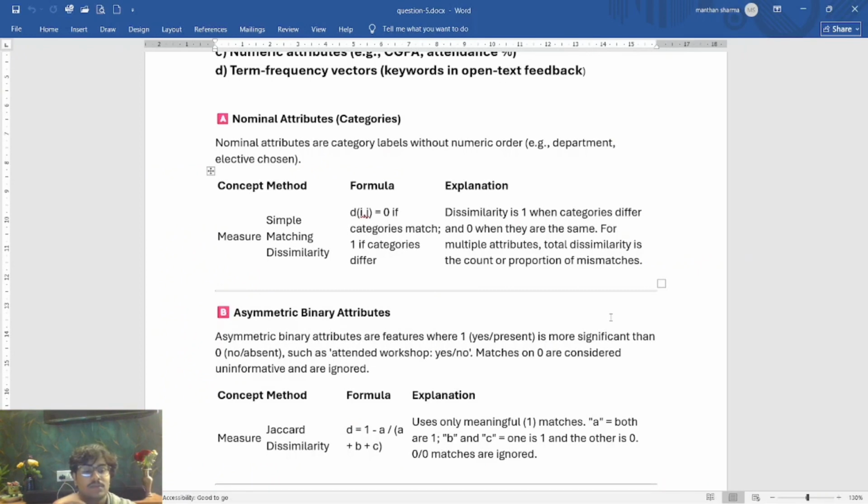So it works like this: if two students belong to the same category, the dissimilarity is 0, and if they belong to different categories, the dissimilarity is 1. And when there are multiple nominal attributes, we can compute the proportion of mismatches. For example, if two students match on 3 categories but differ in 2, the dissimilarity becomes 2 out of 5. This method is simple, intuitive, and works perfectly for pure category-based feedback.